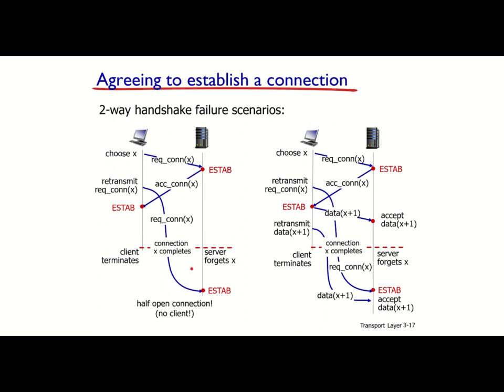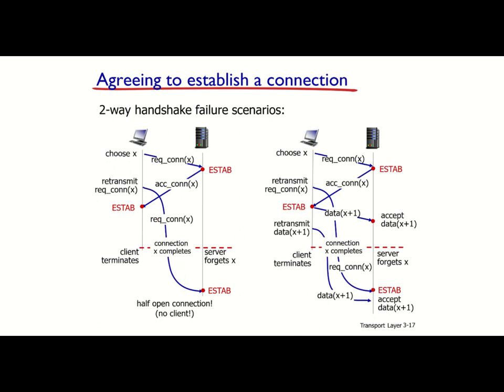Look at the left-hand side scenario. First, the first party chooses X, which is the parameters for the connection, and requests connection with parameters X. The other side, when it receives the request, accepts with those parameters X, but this message will arrive very late, so the first party thinks that its request has been lost in the middle of the way, so it retransmits the request connection again.